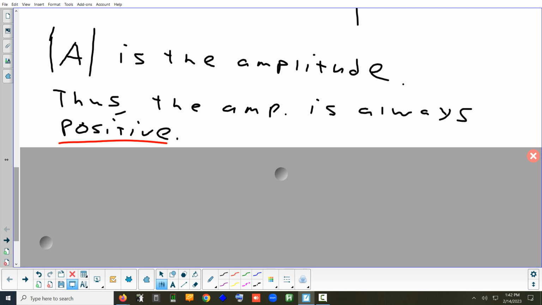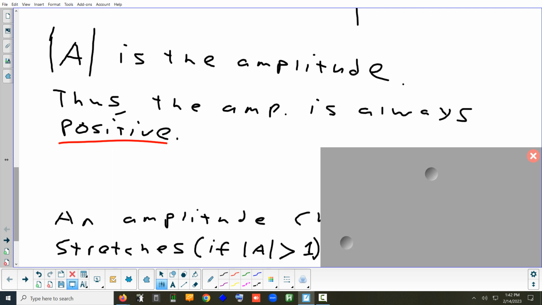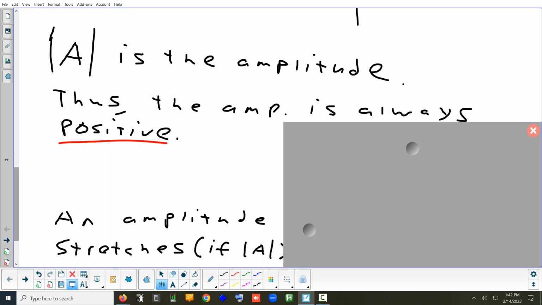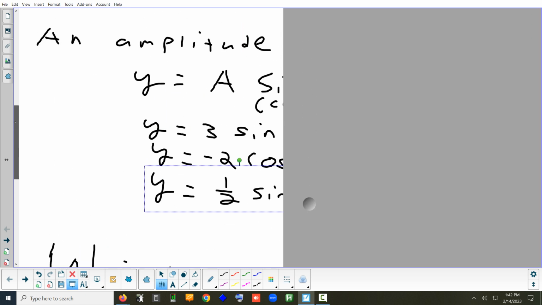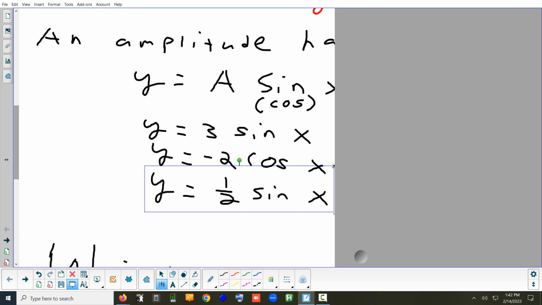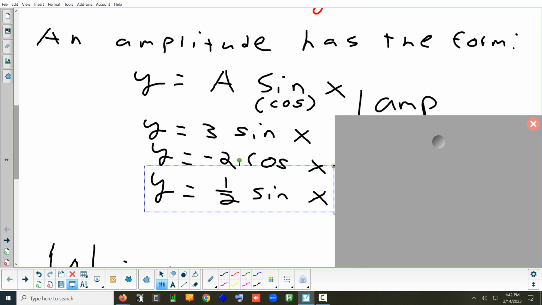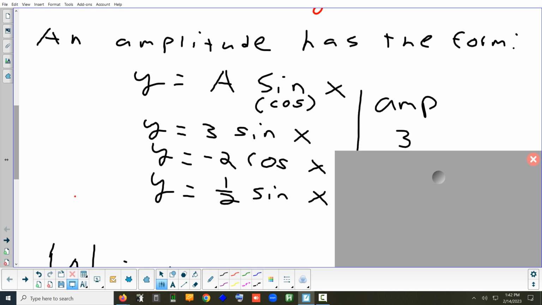Okay, so let's try those three examples I had up above and see if we can figure out amplitudes. Let's start with the first one, 3 sine x. What do you think the amplitude would be for 3 sine x? Yeah? 3. So what that means is this graph is no longer going to be negative 1 to 1 when you draw it. It's going to go 3 times as high and 3 times as low.